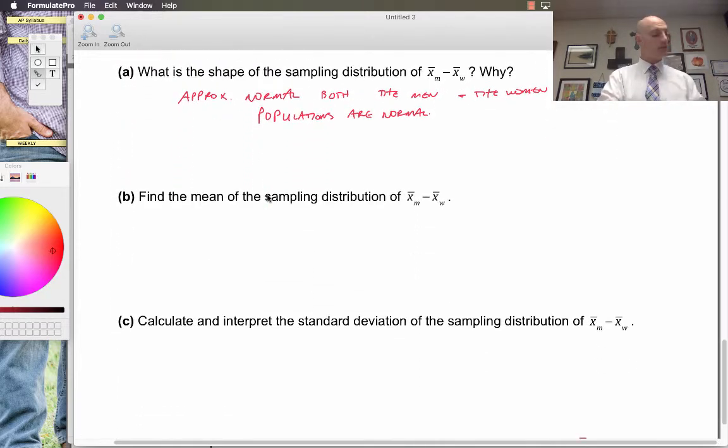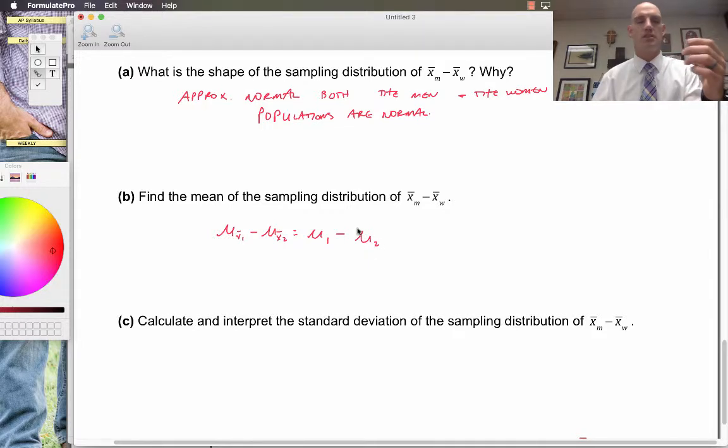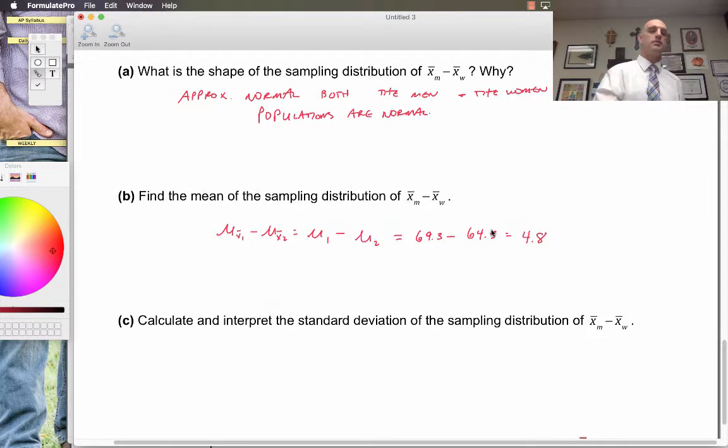So when we go to find the mean, it's a simple calculation here. We have the mean of x bar 1 minus the mean of x bar 2, which is equal to the difference in those means, which we happen to have. Think about it for a second: they gave us the mean and the standard deviation. If they gave us two lists of information, could we find it? Absolutely, we definitely could. So that's equal to 69.3 minus 64.5, which is equal to 4.8. So that's the mean of the sampling distribution.